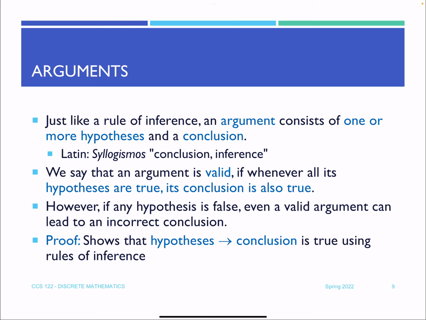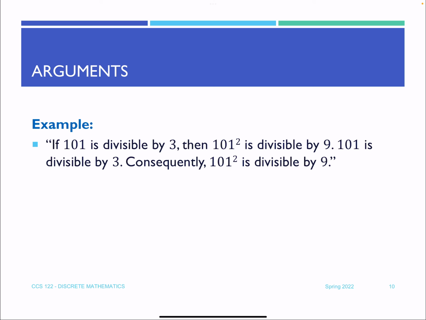So, for proof, show that if a hypothesis is true, then a conclusion is true using rules of inference. So over here we have an example. It says if 101 is divisible by 3, then 101 squared is divisible by 9. 101 is divisible by 3. Consequently, or therefore, 101 squared is divisible by 9.